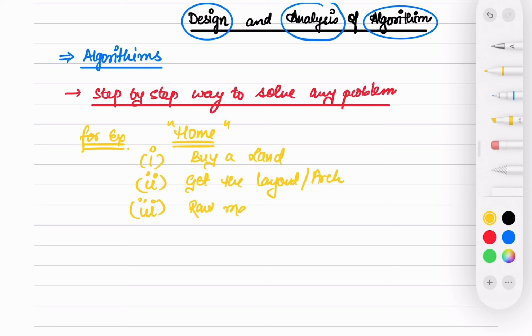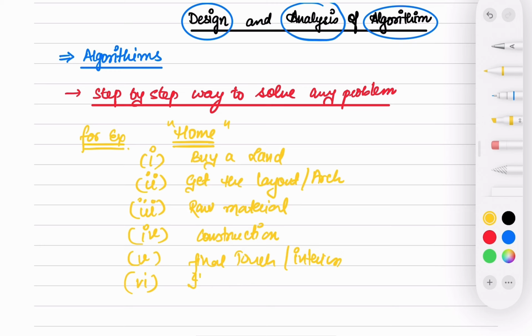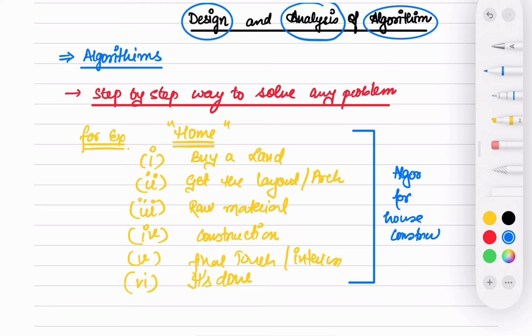Once your architecture is final, you may need raw material. After raw material, you will be hiring people for the construction of the house. After that, you will be giving a final touch, or I can say interior and other stuff, and then you say it's done. So now this is an algorithm to make the house. We say this is the algo for house construction.